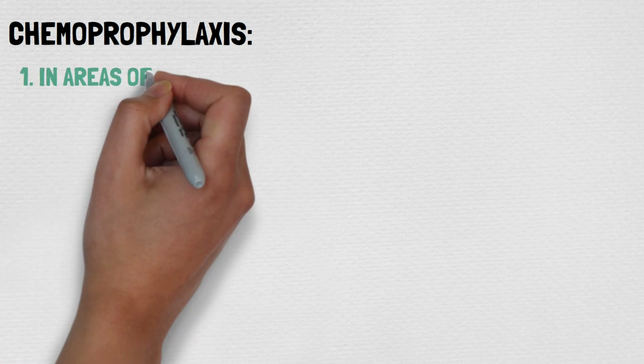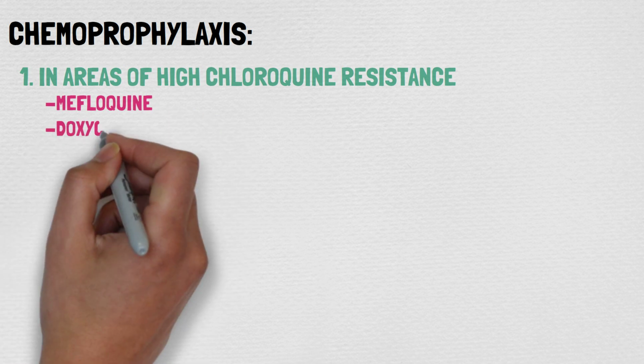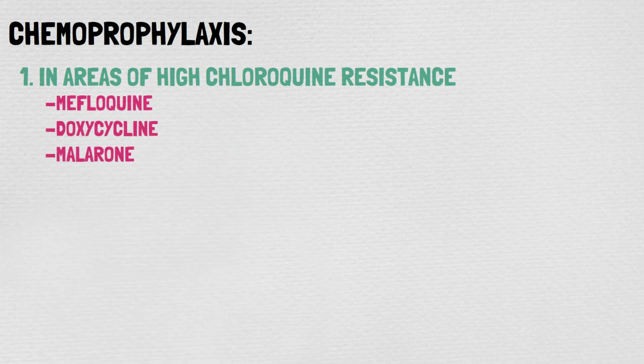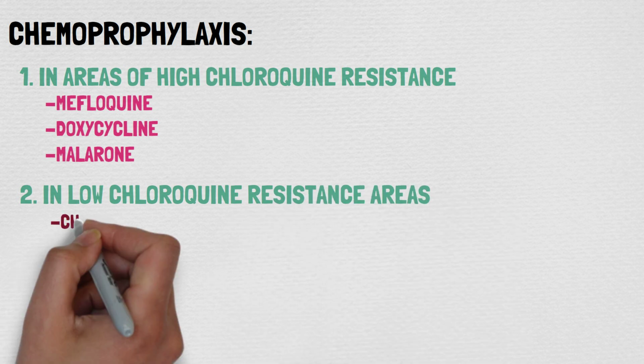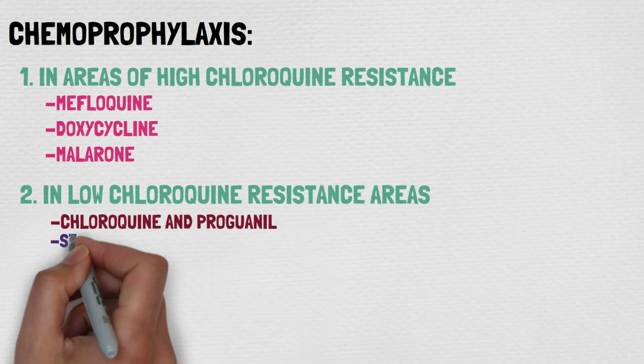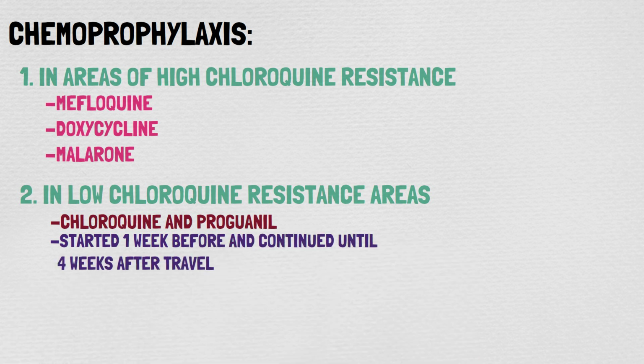Chemoprophylaxis of malaria for travelers to areas of high chloroquine resistance include mefloquine, doxycycline, or Malarone. Whereas in low chloroquine resistance areas, chloroquine and proguanil is given, which is started 1 week before and continued until 4 weeks after travel.